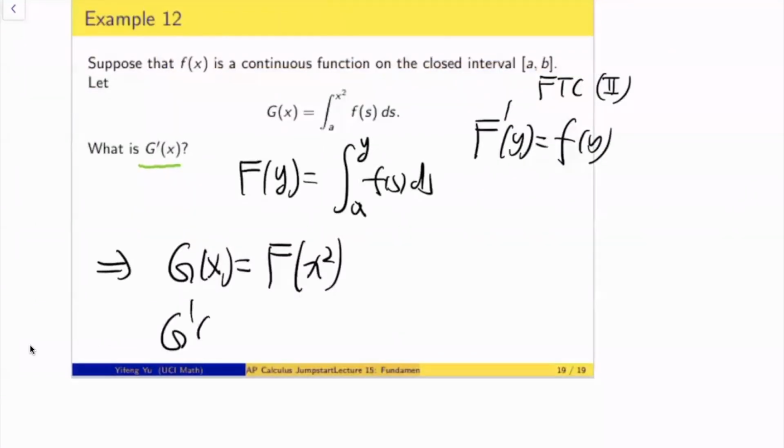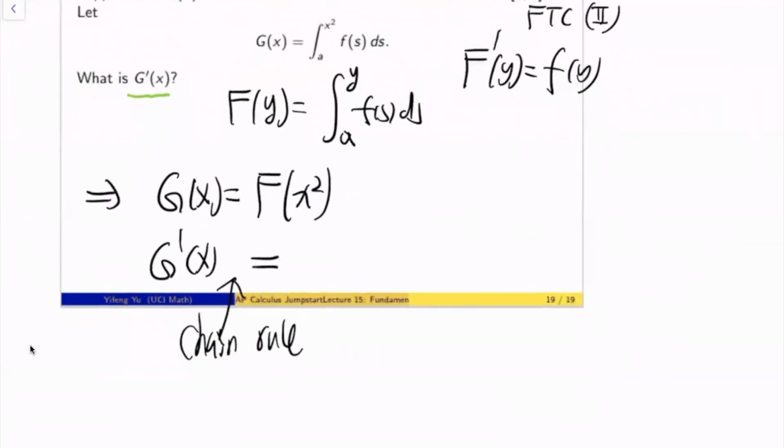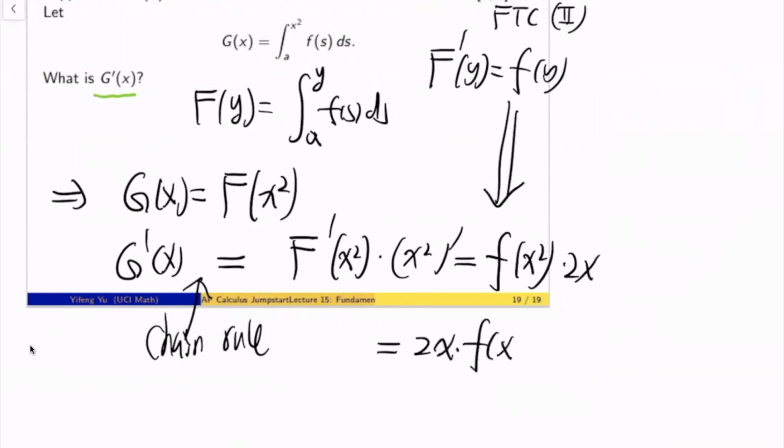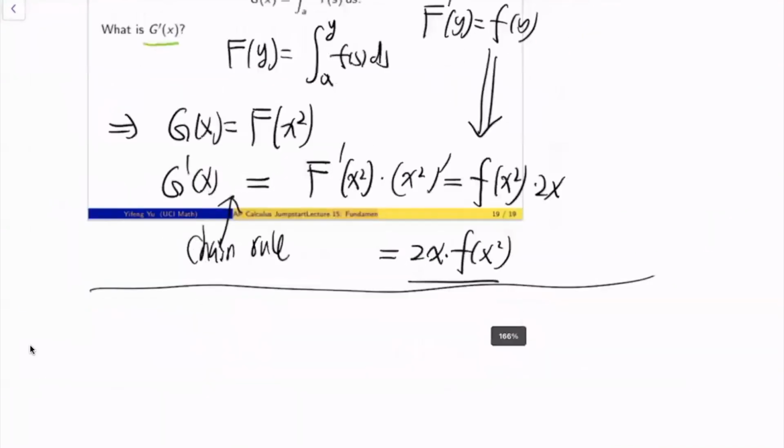And now how do you calculate the derivative? We can just use the chain rule of calculus. This equals the derivative of F evaluated at x squared, with respect to y, times the derivative of x squared. So you get f evaluated at x squared, and then times 2x. So what you get is 2x times f(x squared). Apply the chain rule.